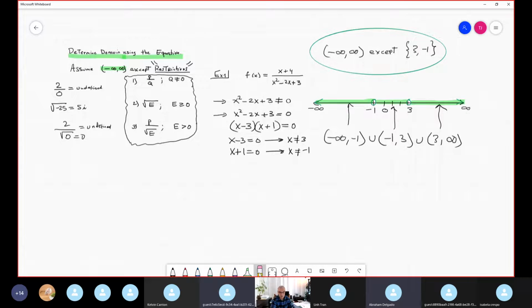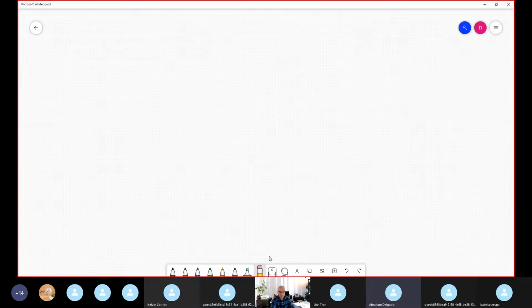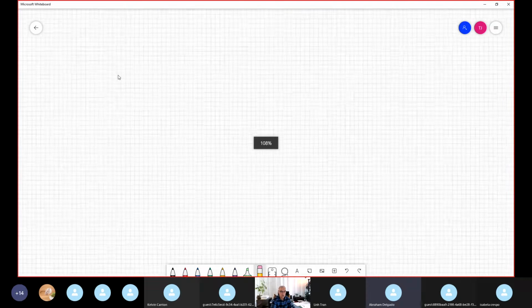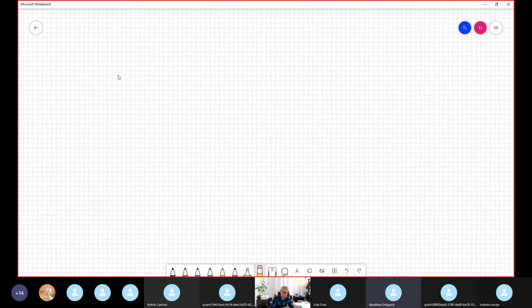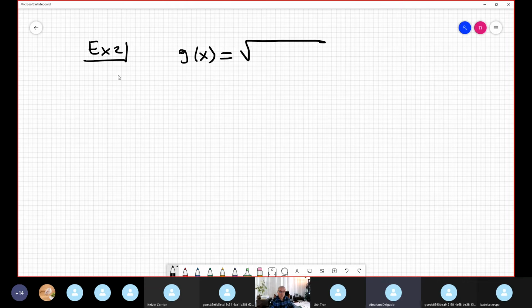I bring a lot of examples. Now we spend the rest of the time doing domain examples. Example 2 for the domain: one function, one equation of the function is given, and you determine the domain algebraically. Suppose g of x is equal to the radical of 3 minus 2x. My question is, do we have a restriction, yes or no?